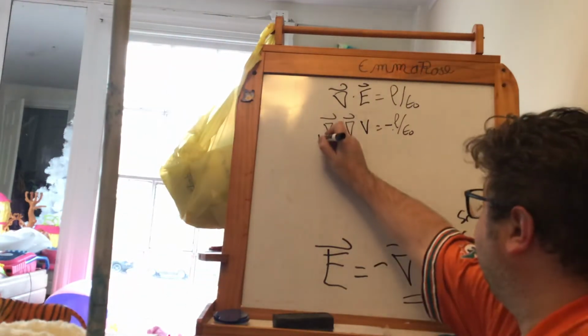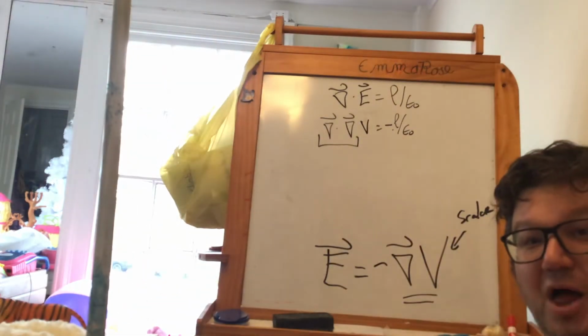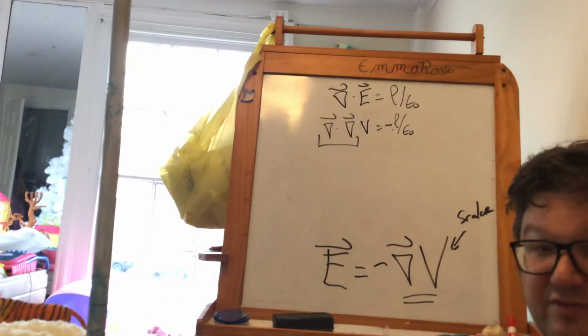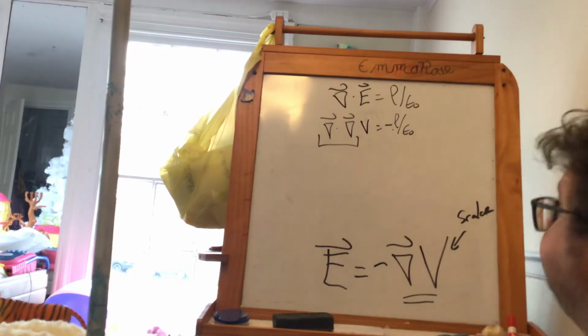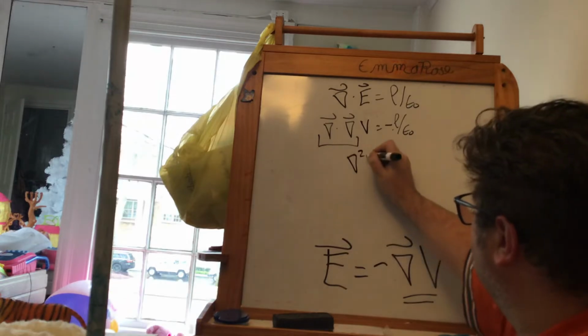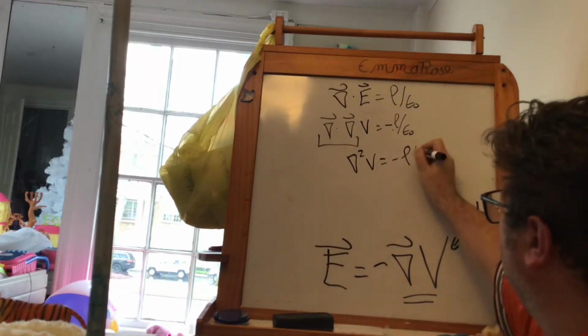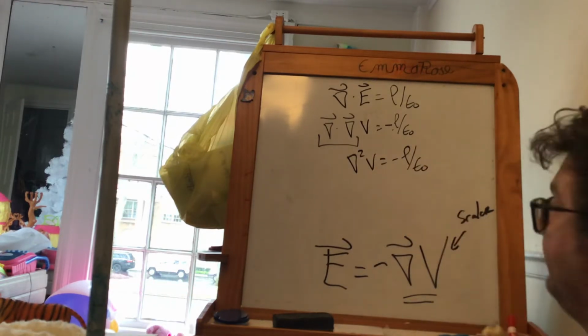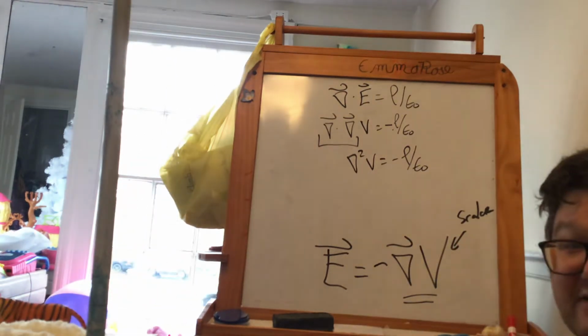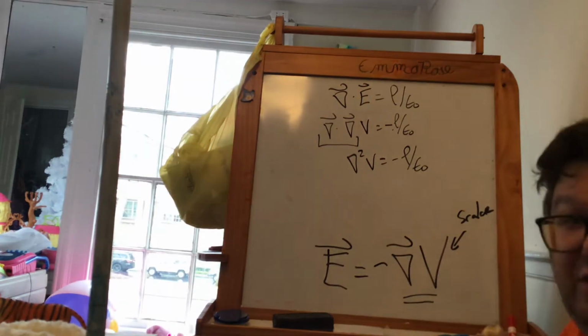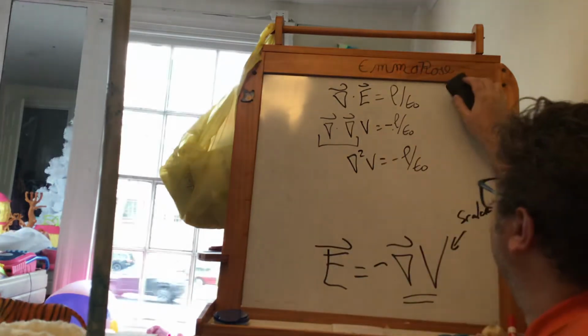And if I look at this thing, hey, that's just the Laplacian, right? Del dot del is the Laplacian. So this becomes the Laplacian of V equals minus rho over epsilon naught. All right, that's cool. That tells me about V. Good. What else do I know?